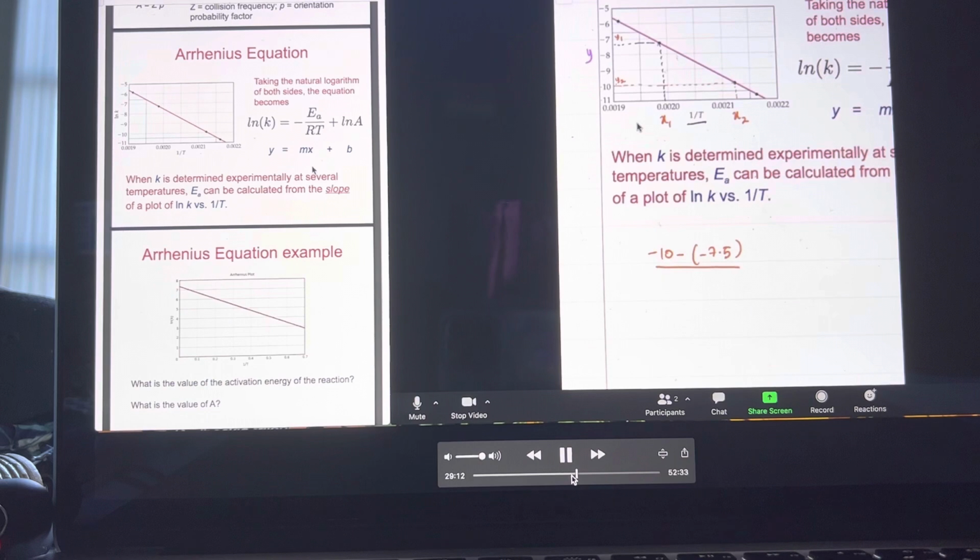X2. So x2. 1.5, can I say? You can use 0.021. Okay. Again, it doesn't have to be accurate. Yeah, if she gives you this on the exam, it'll be much simpler to read.